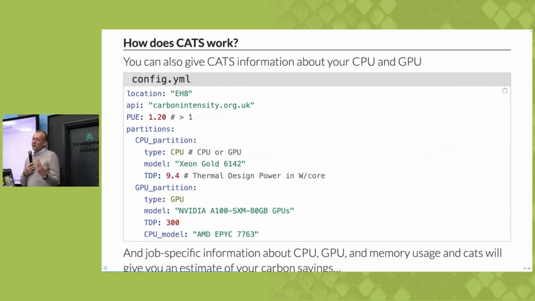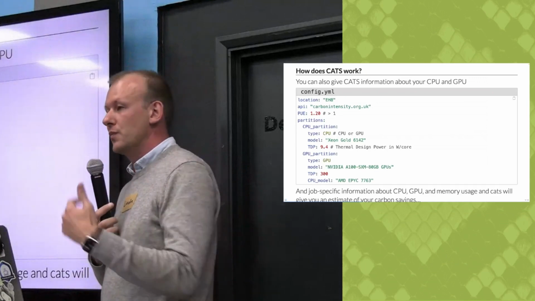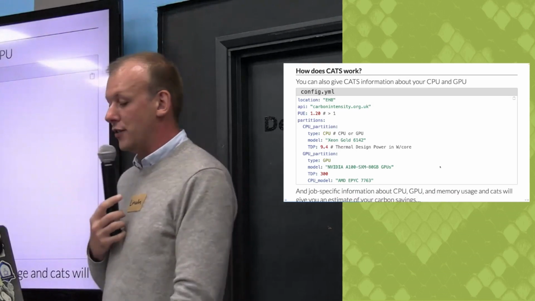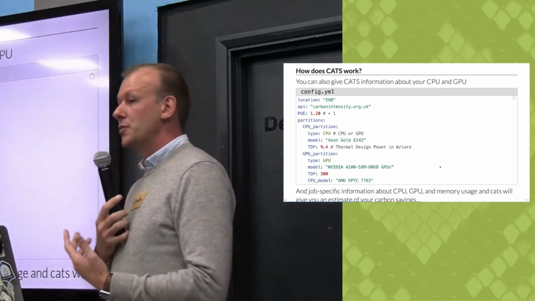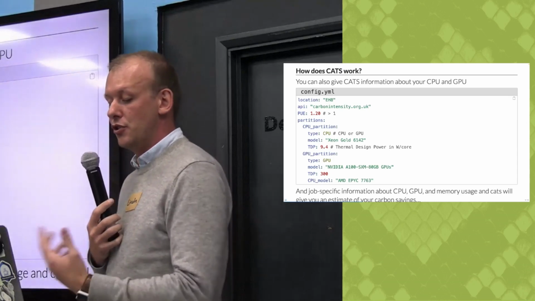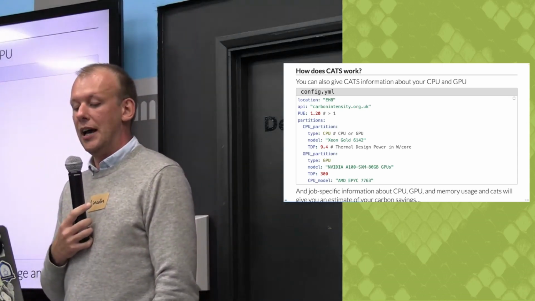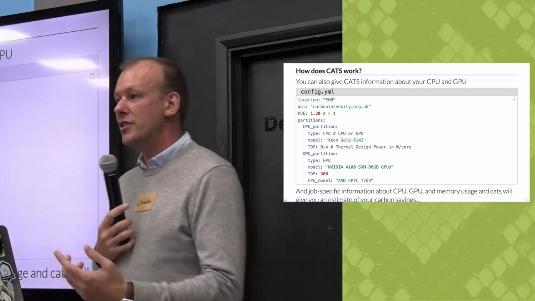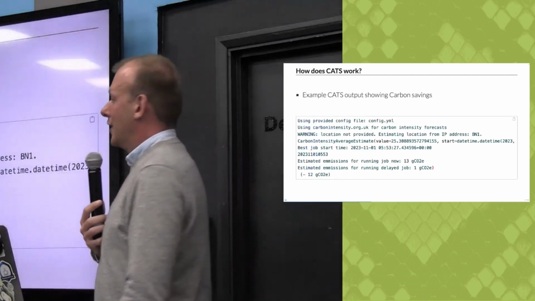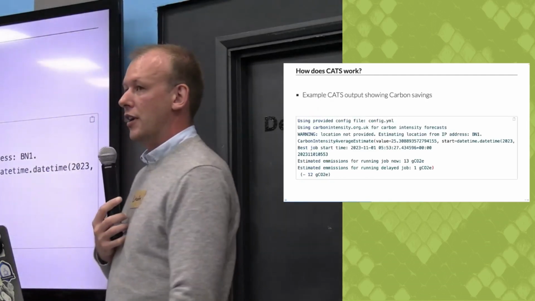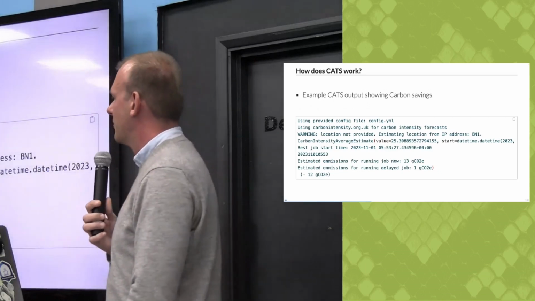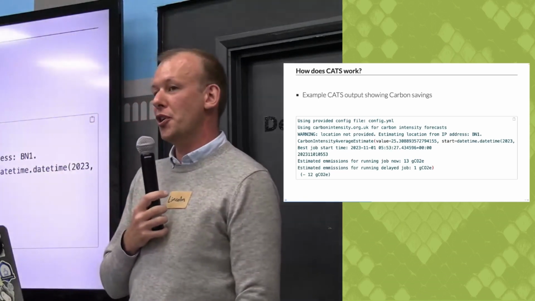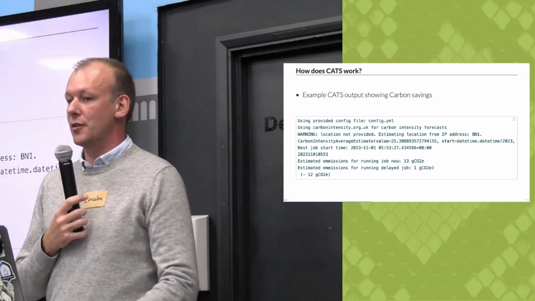There's also some other cool stuff you can do. If you give it information about your CPU and GPU, which you can get off your manufacturer's website, and you give it job-specific information about how many CPUs you're going to use, how many GPUs you're going to use, the duration of the job, memory usage, etc., then it will print out some more information for you. So here's an example of how it works if you give it a config file that has all that additional information in it. And in this example, you can see I haven't put in a postcode, and it's just geolocating the location of the computer.